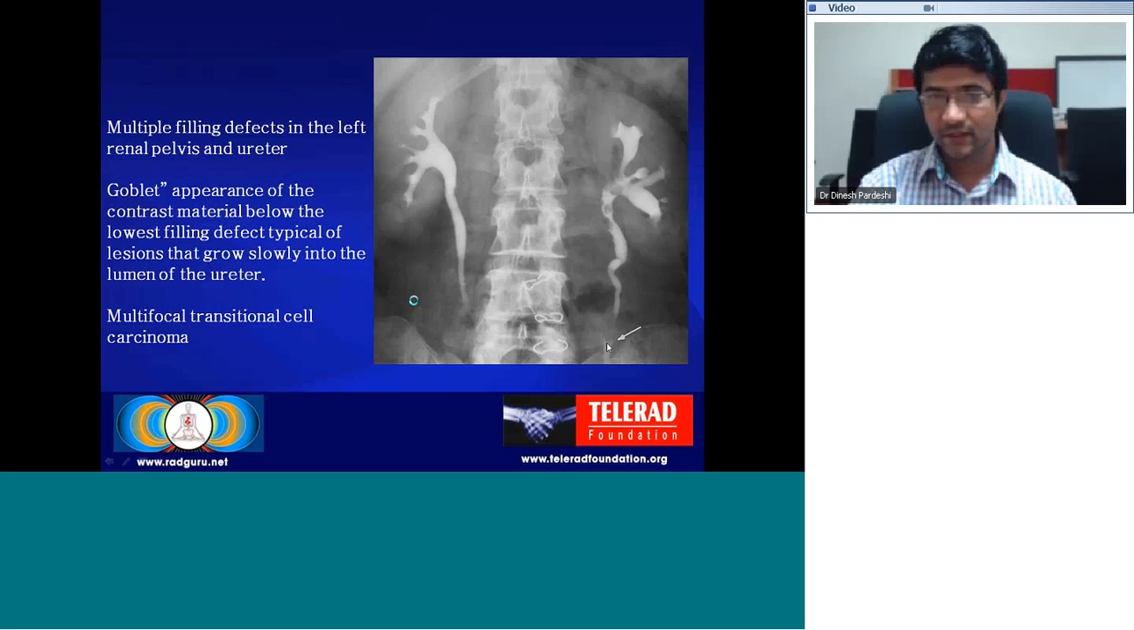Okay, for example here we can see the filling defect in the ureter as well as the left ureteral system, but we don't know what this filling defect is. It could be due to a stone, multiple stones, or it could be due to tuberculosis, or could be due to TCC. But the role of IVU is to determine the level and the site of obstruction. Okay, so here typically there are multiple filling defects, and distal to the filling defect we see the dilatation of the ureter. So this typically occurs with chronic processes going on. This is called the goblet appearance of the ureter. Okay, this case is typically a multiple TCC.